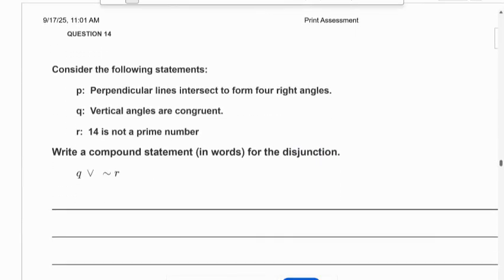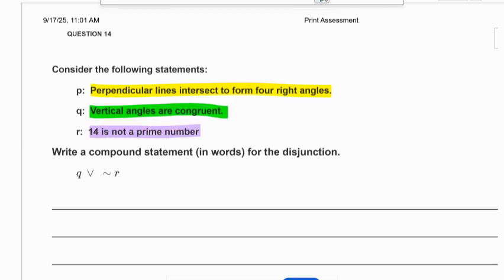Okay, question number 14 says, consider the following statements. P, perpendicular lines intersect to form 4 right angles. Q, vertical angles are congruent. R, 14 is not a prime number. Write a compound statement in words for the disjunction.